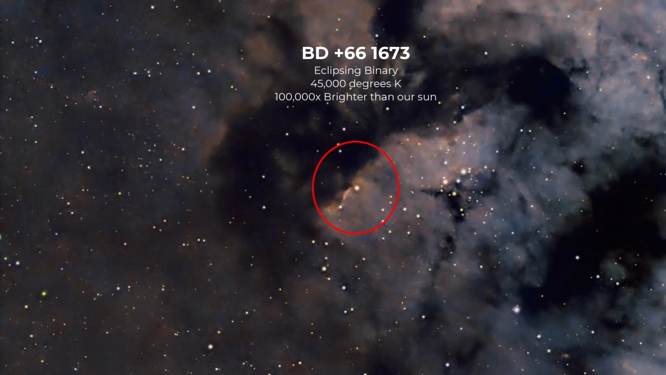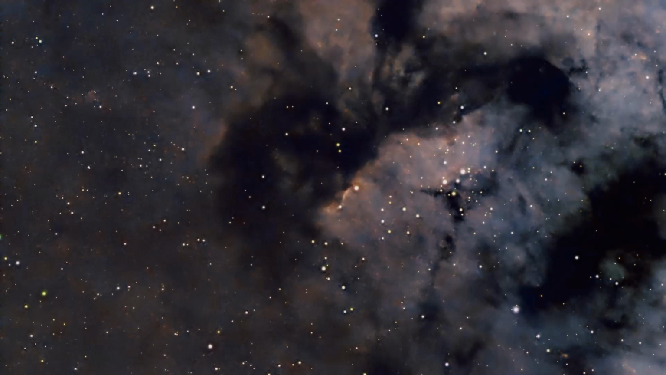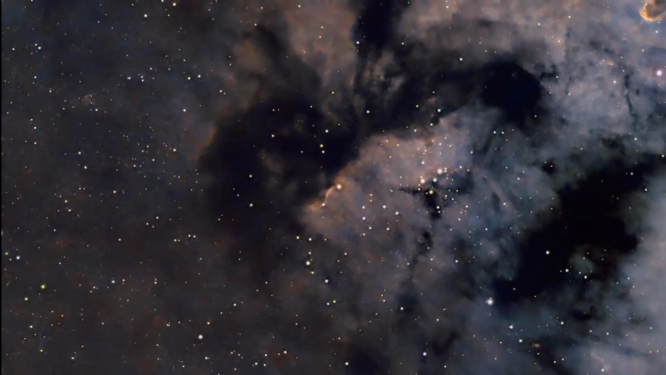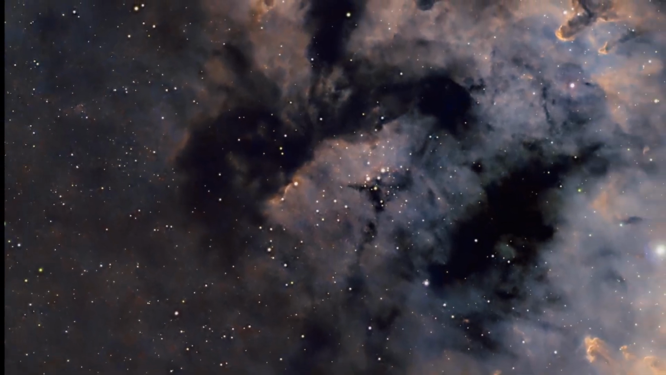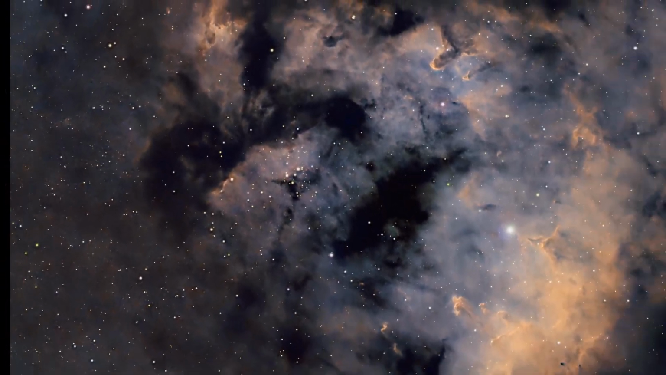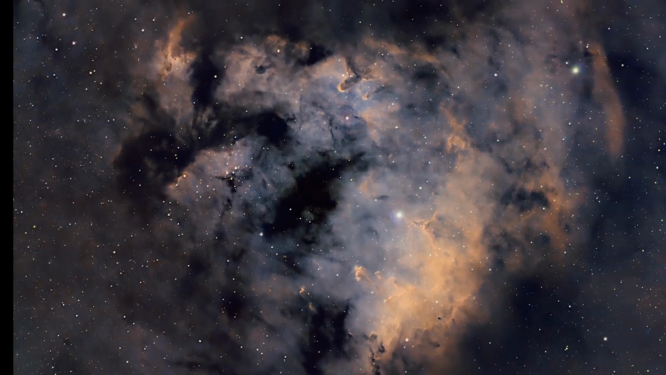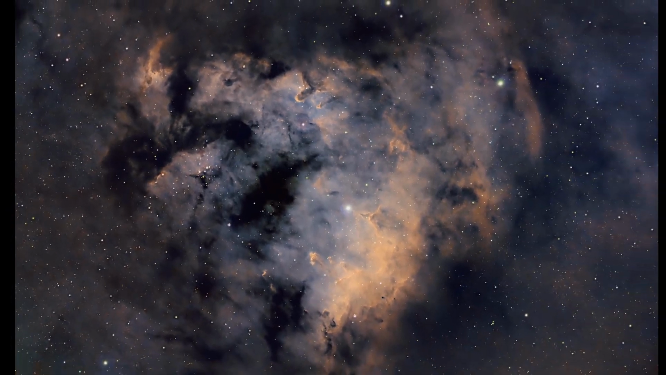But that star has a surface temperature of about 45,000 degrees Kelvin and a luminosity 100,000 times brighter than our sun. Again, it only seems small here because its brightness is obscured by all this molecular dust that it's illuminating.